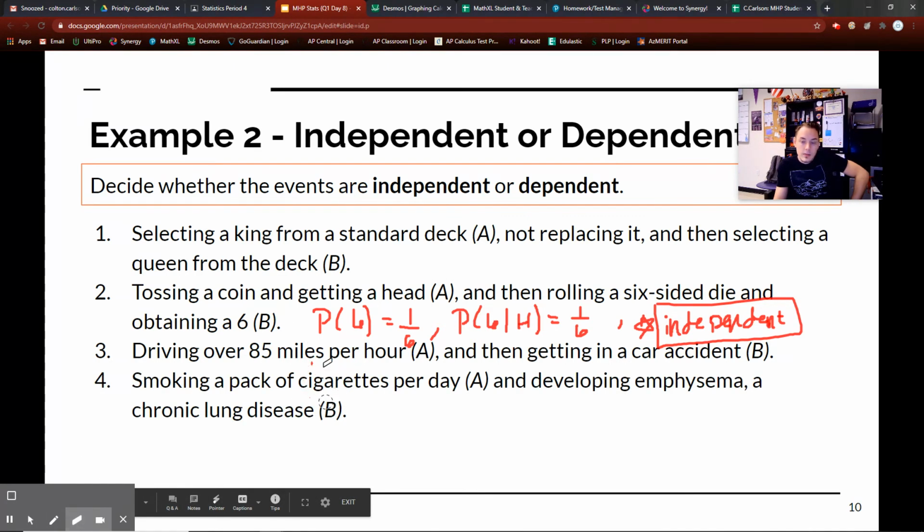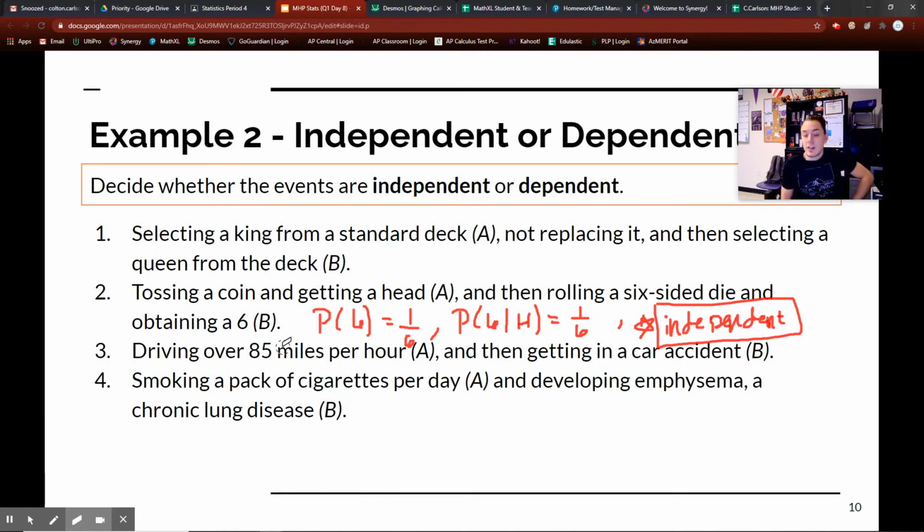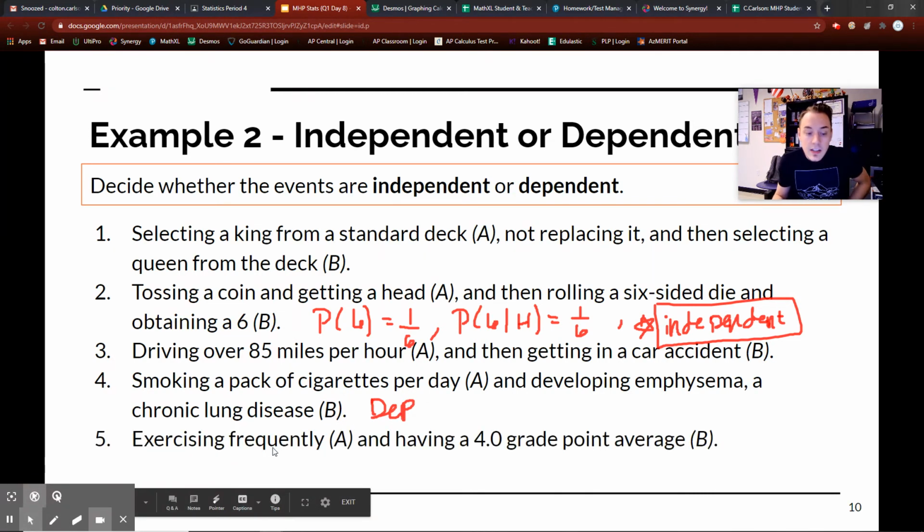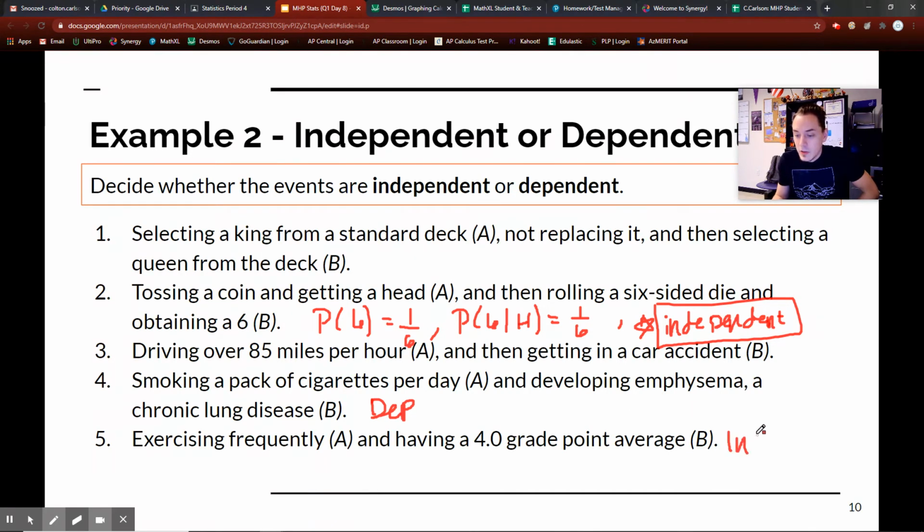What about smoking a pack of cigarettes per day and developing emphysema, chronic lung disease? Yes, that's of course dependent. Okay. And then exercising frequently and having a 4-point grade point average. They may slightly be related together, but honestly they're not. So that's what we call independence.